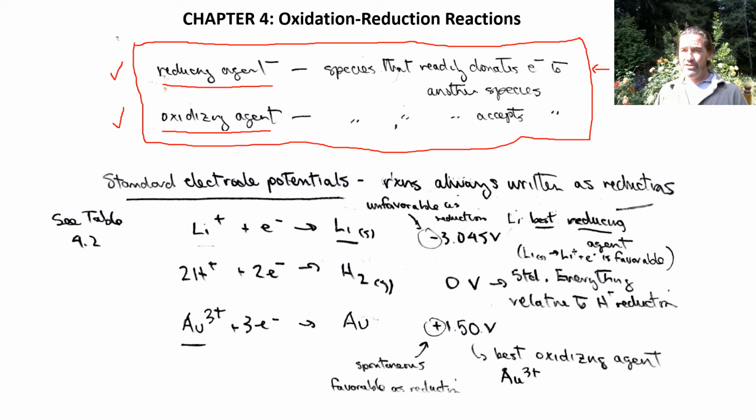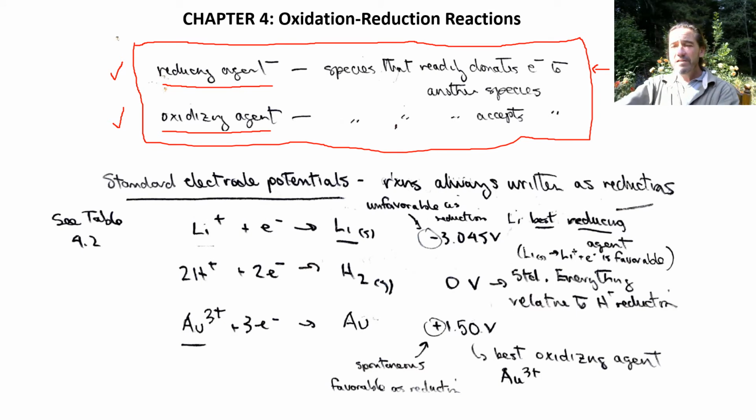So reducing agents are species that readily donate electrons to another species. That means they reduce something else. That other species becomes reduced. However, that means that the reducing agent became oxidized itself because it lost electrons. It gave its electrons away.